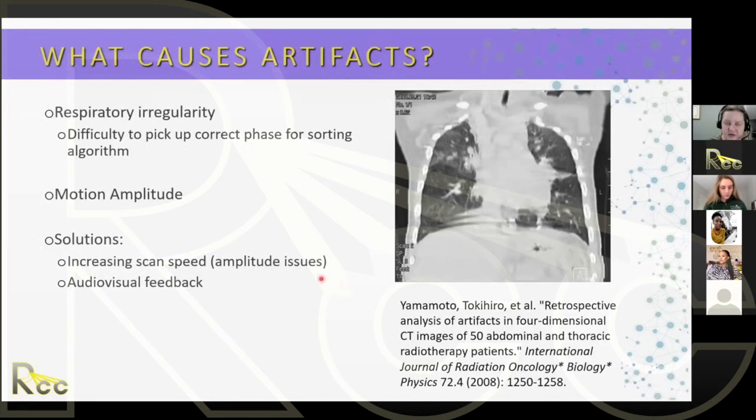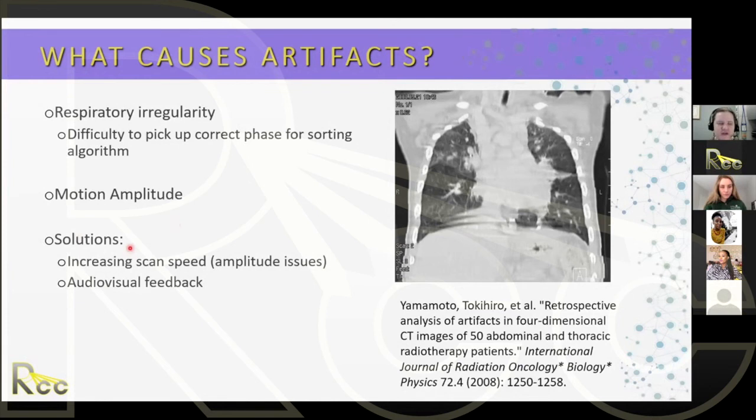So what causes these artifacts? My colleague Tokihiro Yamamoto actually looked into that, and he said the most common reason is respiratory irregularity, because it's then difficult for the sorting algorithm on your CT that I showed earlier in the lecture to pick out which breathing phase the patient is actually in and shuffle the images around the correct way. Also, if you have a very big motion amplitude per breath, that speeds up the motion relative to your image acquisition, and that can also cause these issues.